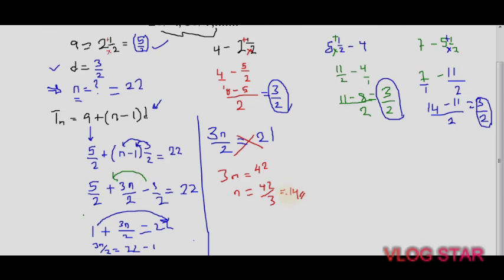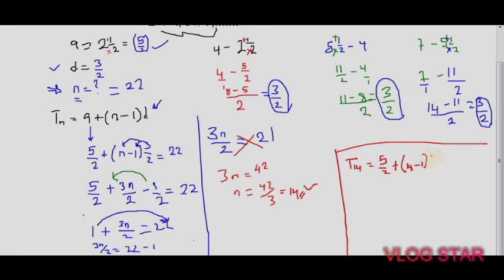So the value of n that is going to give us 22 is 14. Now let's try something in that nth term formula again. Let's say the 14th term is equal to the first term, 5 all over 2, plus, open bracket. This is actually the 14th term as we proved.